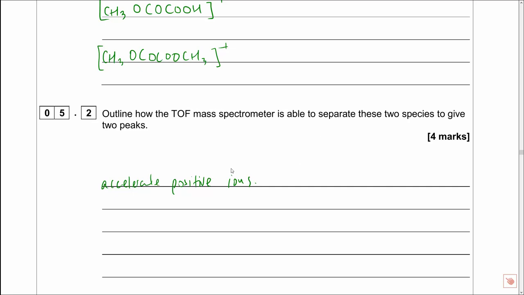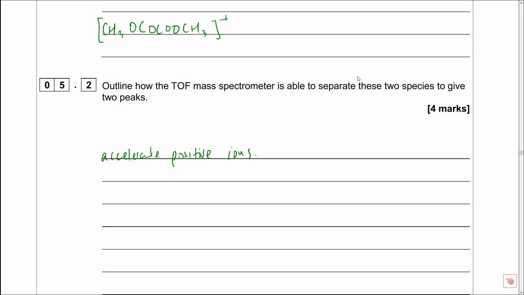I suppose it's not about the formation, it's not about the separation of those in particular. You could talk about making the positive ions. You've got the option of the electrospray ionization, which I'd steer away from. I'd go with a high-speed electron bombardment or an electron gun, but you don't need that in this particular instance because it's not about separation. So they're accelerated.